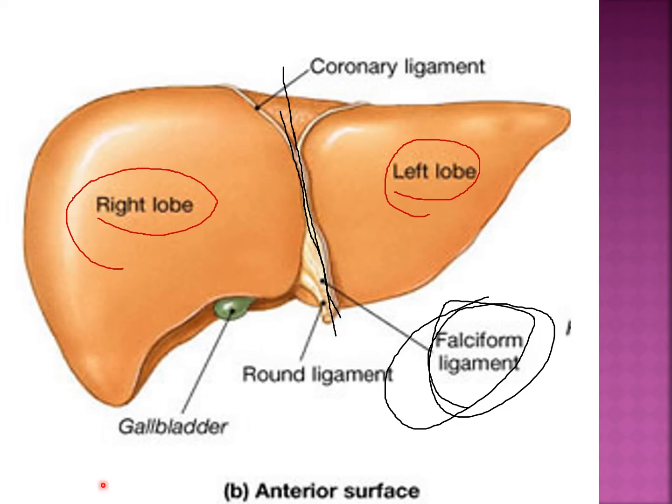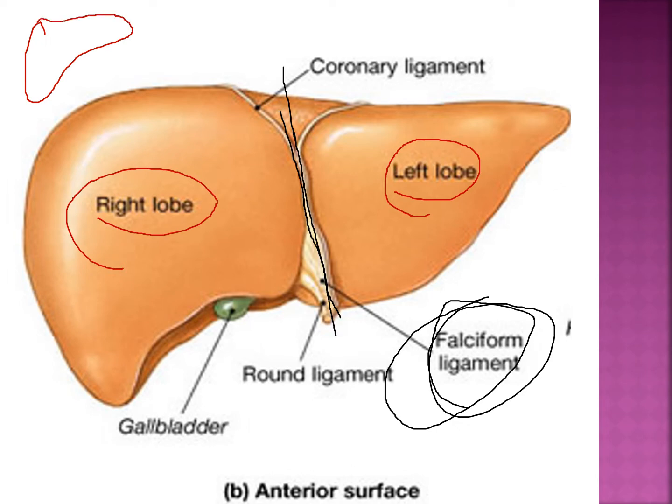Anatomically, as you can see, the right lobe is much bigger than the left lobe. This is only anatomical. Physiologically, it is nothing such. Now, this falciform ligament is actually providing attachment to the anterior abdominal wall.